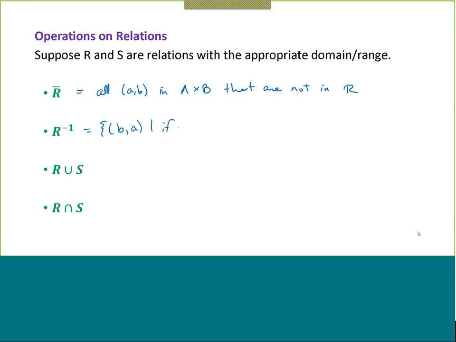So if A and B are in the original R, you just take all your ordered pairs in R and you reverse them. Union and intersection are exactly the same as normal. You grab all of the ordered pairs that are in R and all the ordered pairs in S, throw them together, delete duplicates. And for intersection, take the shared ones.